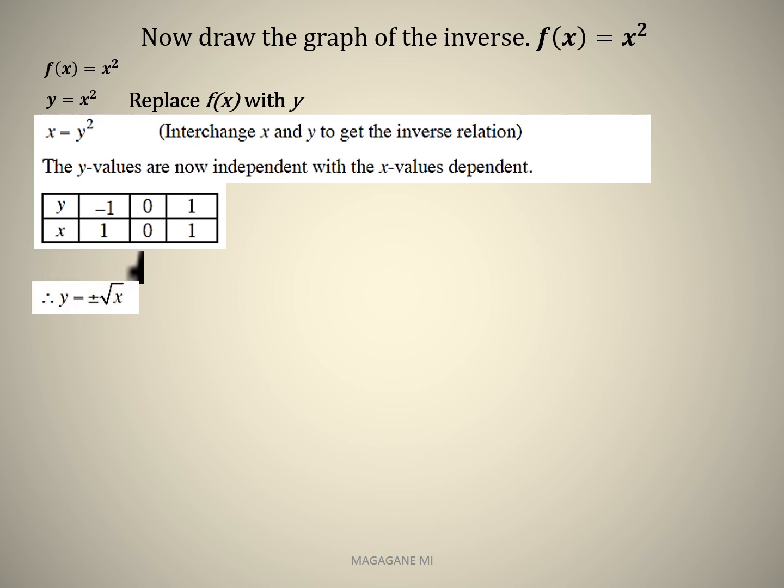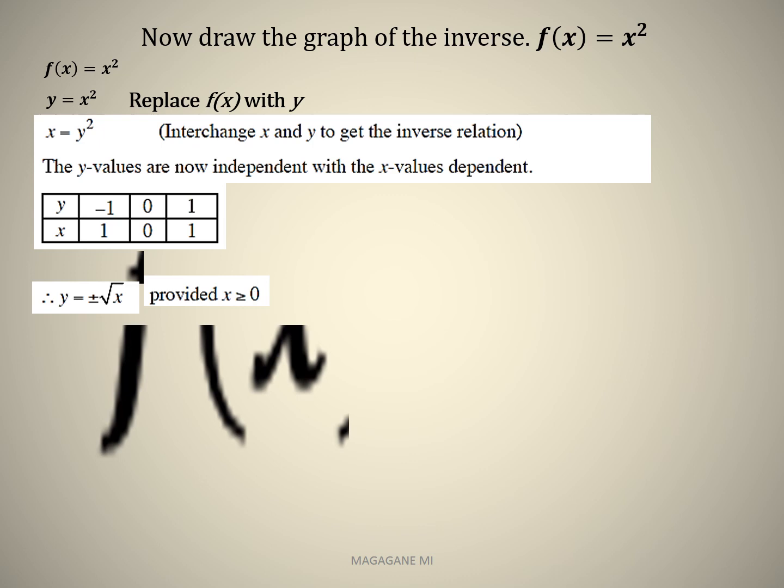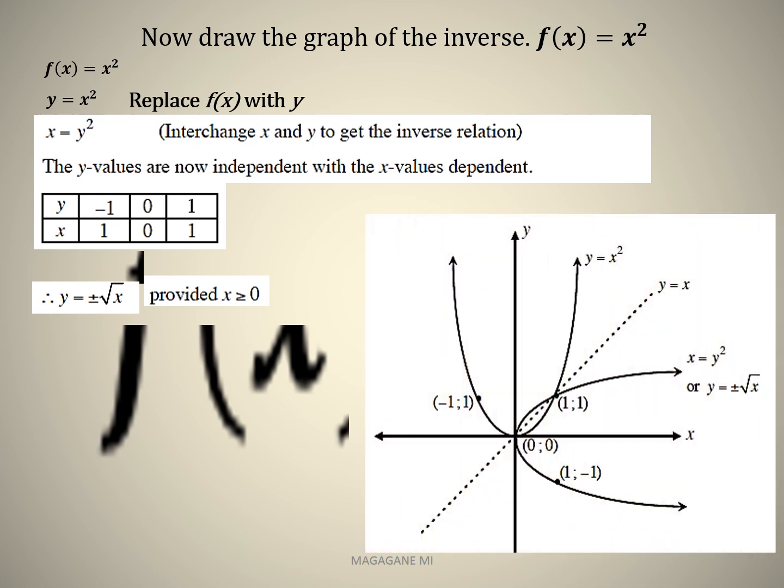Then to solve for y, we introduce the square root. Then we have y equals plus or minus the square root of x. And don't forget that your x must always be positive, because if x is negative, we'll have no solution. The graph of y equals plus or minus square root of x is not a function because a vertical line test will cut the graph 2 times.